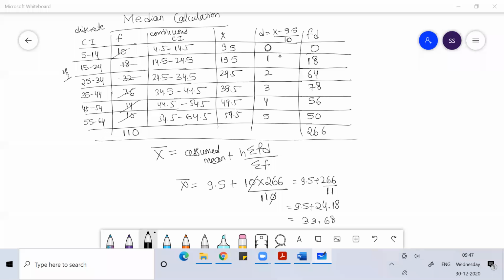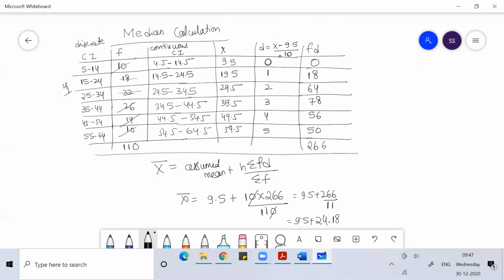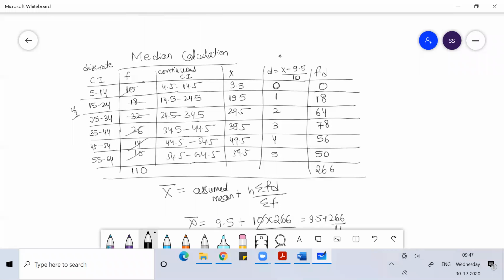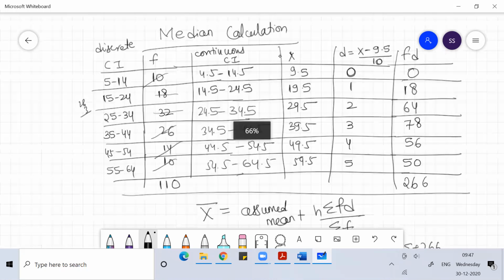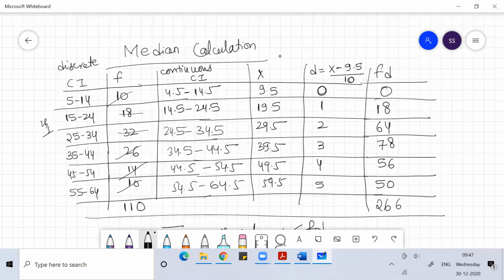So the purpose why I use step deviation method, I hope you are clear with that part. The reason for using step deviation method is that I didn't want to multiply 9.5 into 10, 19.5 into 18, 29.5 into 32, 39.5 into 26. So I wanted to avoid that. Otherwise, I could have got the mean by using the formula sum of fx by sum of f. Now, this was the mean calculation.